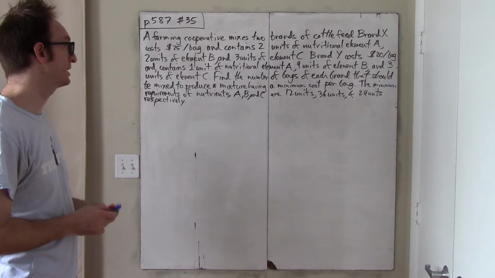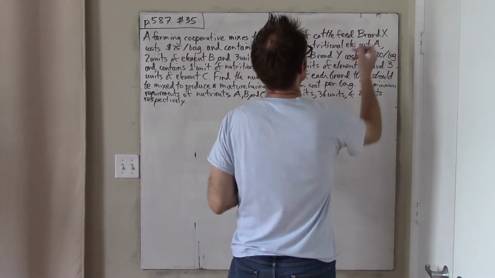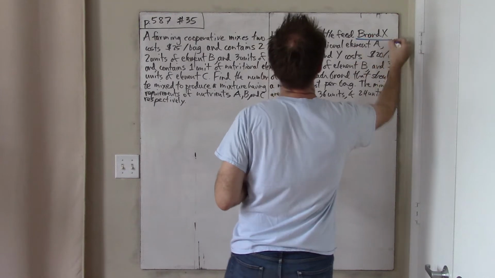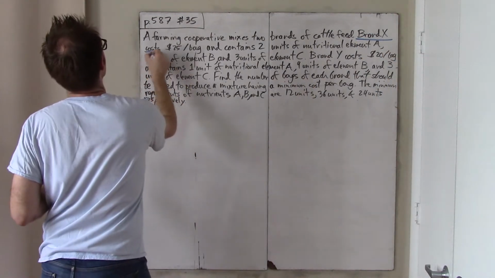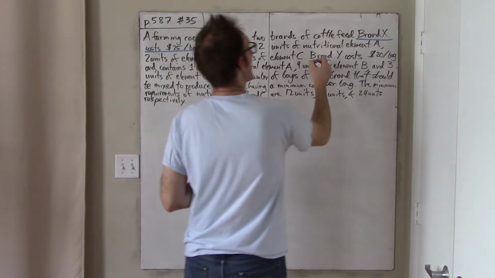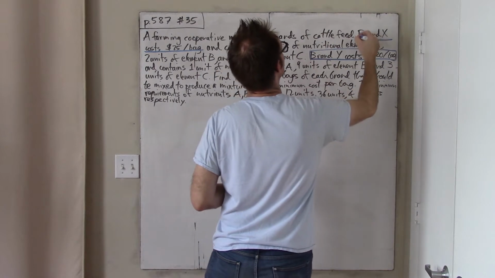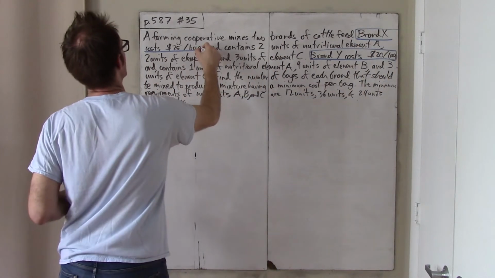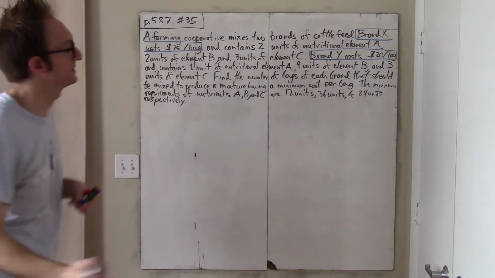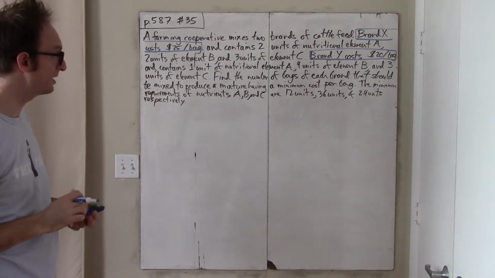Okay, where should we begin? Well, let's take notes, so to speak. Here's a fact: brand X costs $25 per bag. That seems important. Brand Y costs $20 per bag. So maybe I even put a box around this. These 2 different brands of cattle feed have different prices per bag.